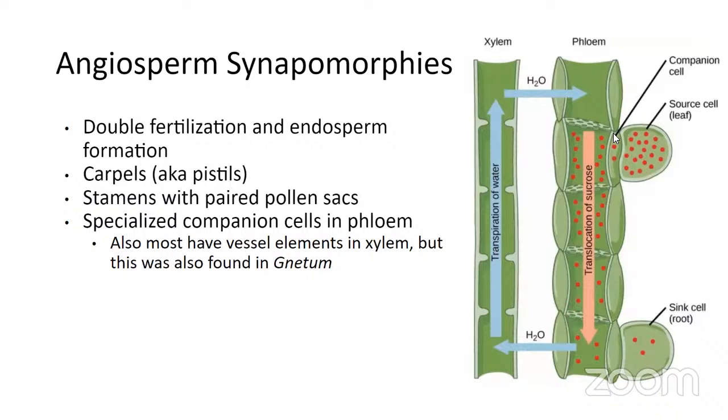And the xylem also looks slightly different in angiosperms, has something called vessel elements. But we also saw that in one of our gymnosperms. So in our Gnetum, we saw the vessel elements as well.